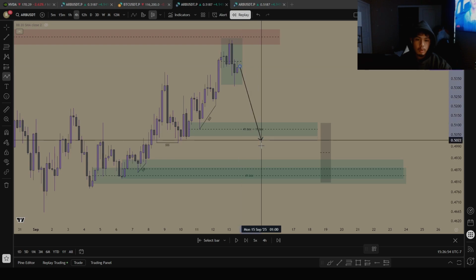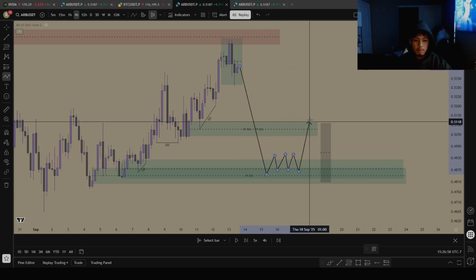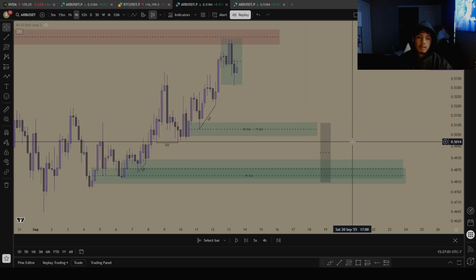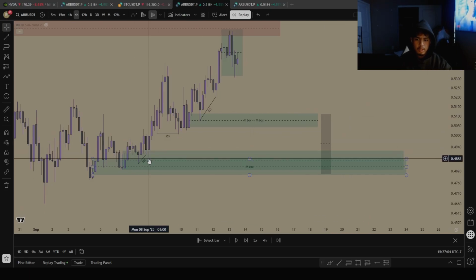I mentioned in Discord, I want price to go here, consolidate a bit, show me some good price action, and then go back up, right? So this is also just as good of a box because you still have this liquidity here, which is still a part of the box, okay?